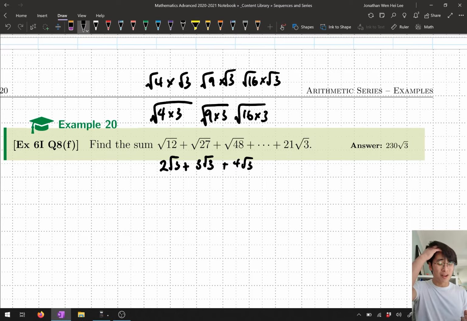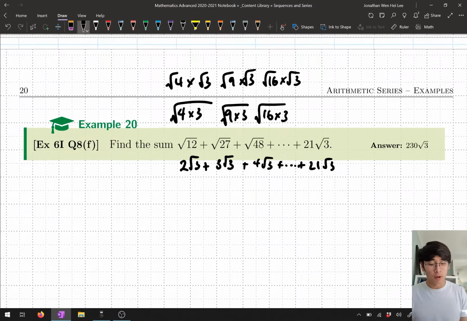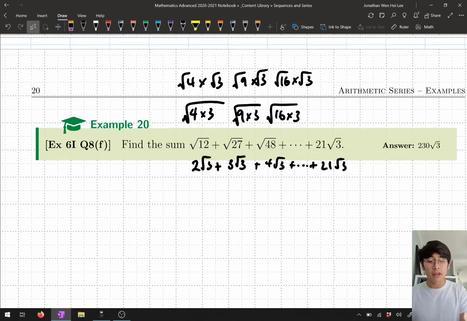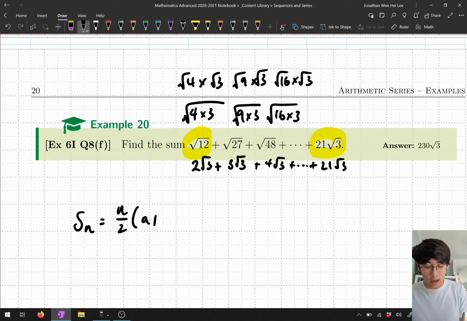And so this is a really great example of a hidden arithmetic progression. We actually need to do a bit of work in order to get to here. We want to find this sum. Now here, they've given us the starting term and the last term, which is great. And so I can just use my formula, Sn is equal to n over 2 times (a plus l). We have the values for a and we have the values for l. But we don't have how many terms there are in the sequence.